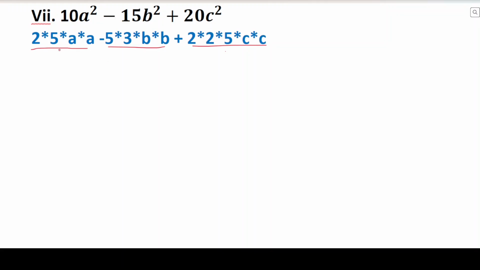So what are the common factors here? Which number is repeated and which term is repeated? 5 is repeated here and here. After that, a, b, c are not repeated in the 3 terms. So take the 5 out from here, and the remaining terms are 2a square minus 3 b into b, means b square, plus 4 c into c, means c square. So the answer is 5 and 2a square minus 3b square plus 4c square are the factors.